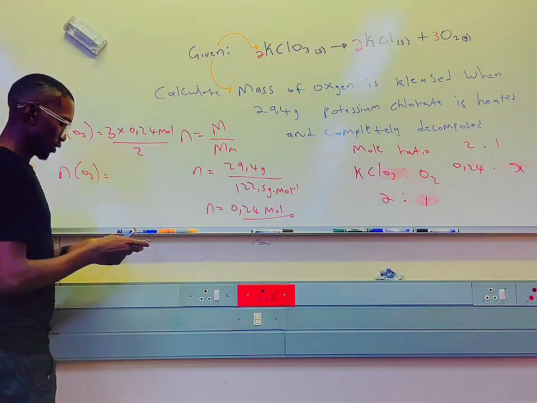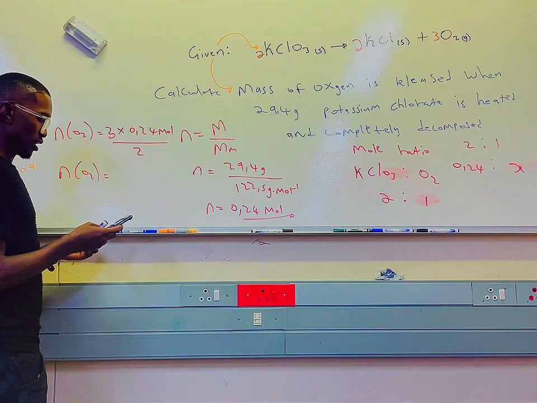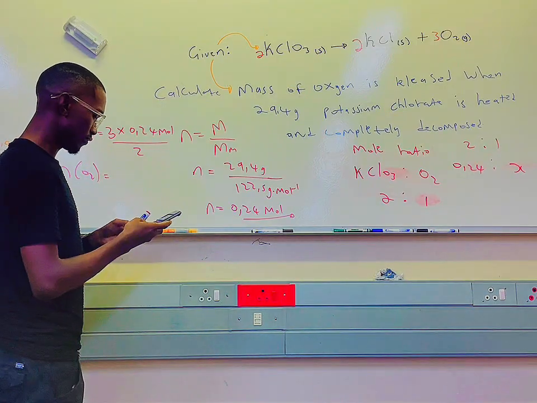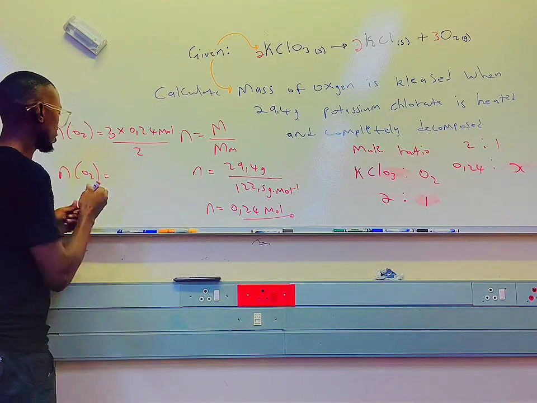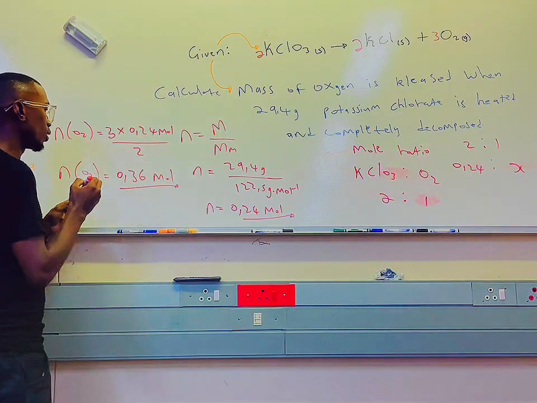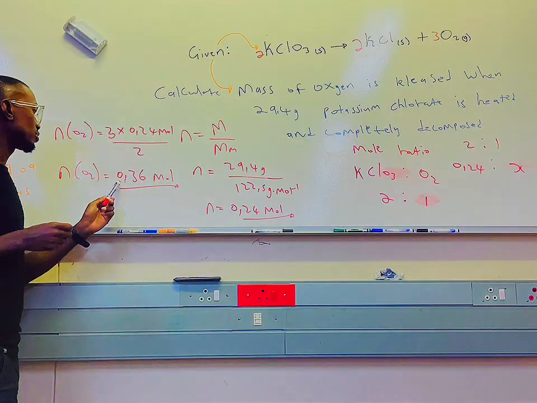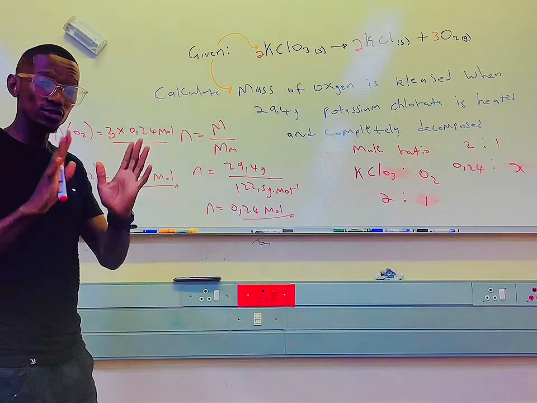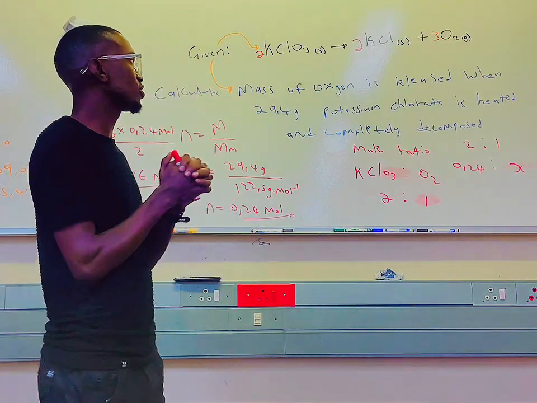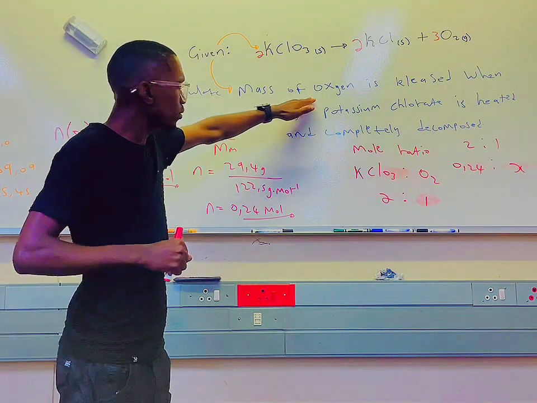So we're going to say 3 times 0.24, which gives us 0.72, divided by 2, and then we're going to get 0.36 mole. So now the number of moles of your oxygen gas is 0.36 mole. So we are now sorted. We found the number of moles of oxygen gas. Okay, can that help me to find the mass of oxygen?